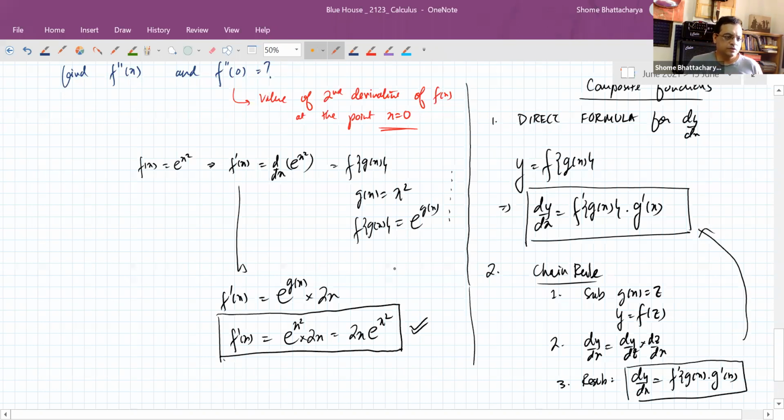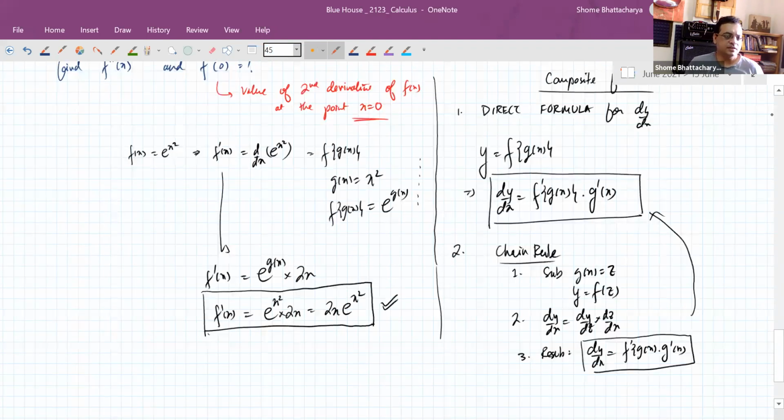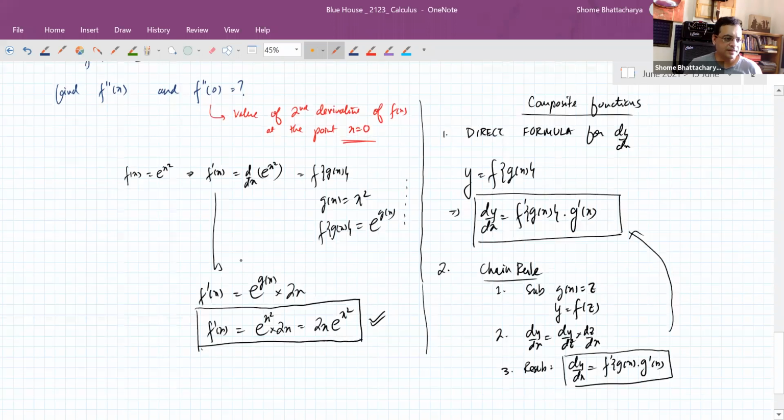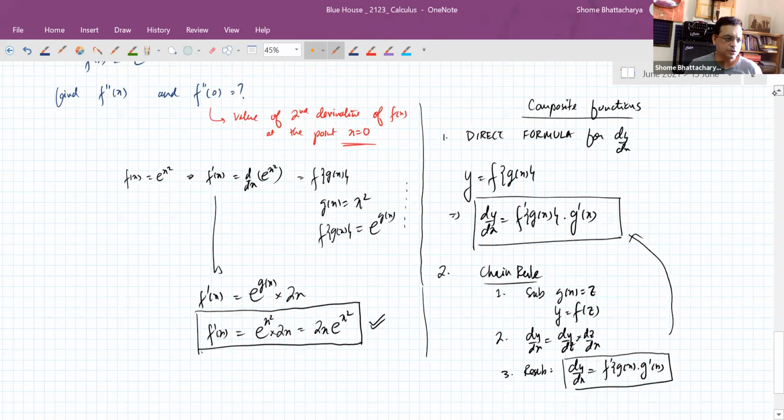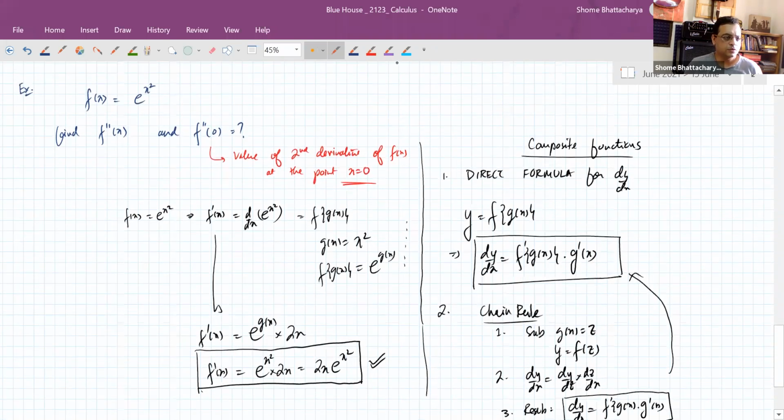Okay. So if you're still finding it difficult to directly come to the answer, don't worry. You just need to practice a little more. With enough practice, there will come a stage where you'll be able to do this correctly. Okay. So the alternate method is the chain rule method.